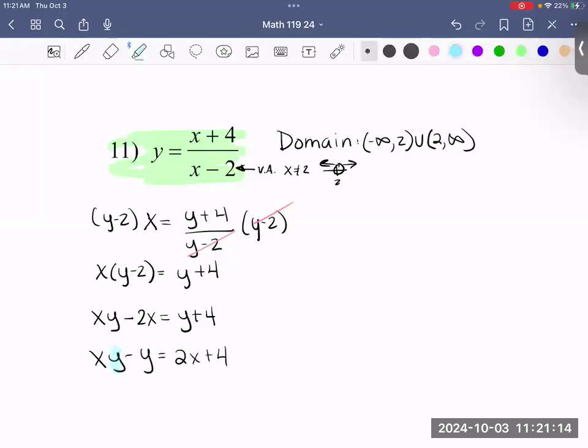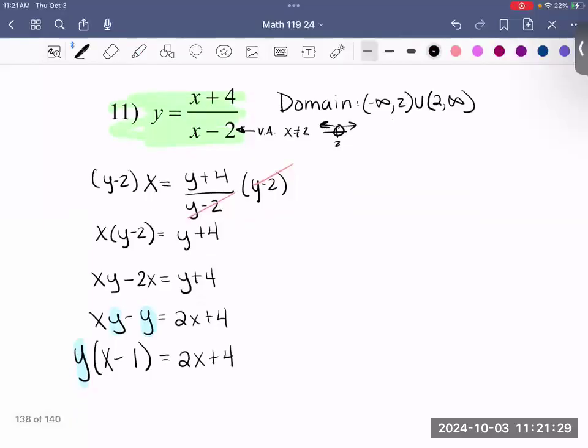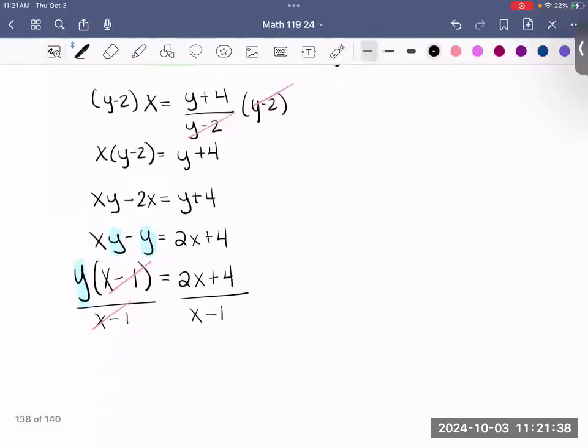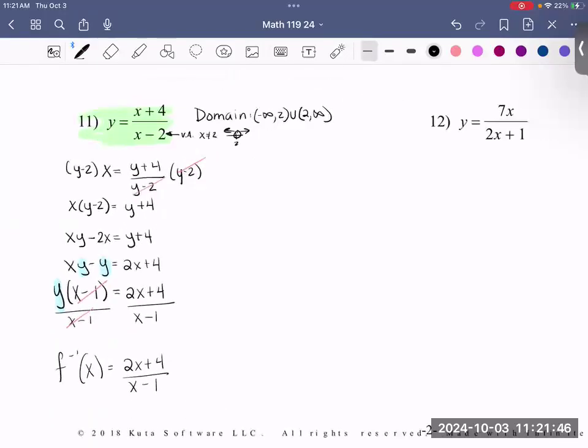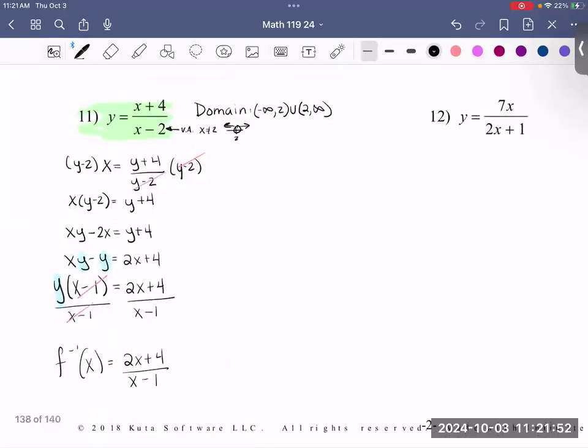The reason why you want to factor out your y is because you go from 2 y's into 1. So we get y times x minus 1 equals 2x plus 4, and then we can divide x minus 1 over here. That way this cancels on one side, and you're left with y, or f inverse of x, is equal to 2x plus 4 over x minus 1. So for us, your new domain here is what?